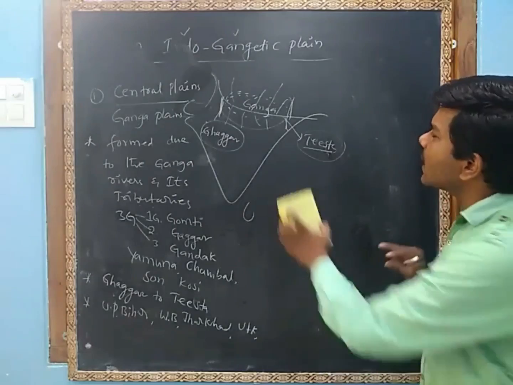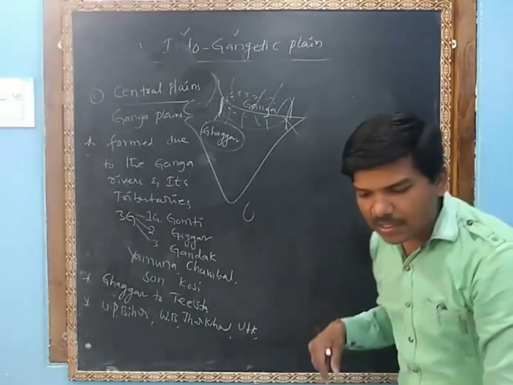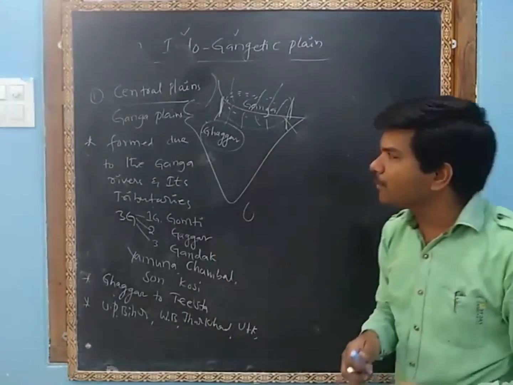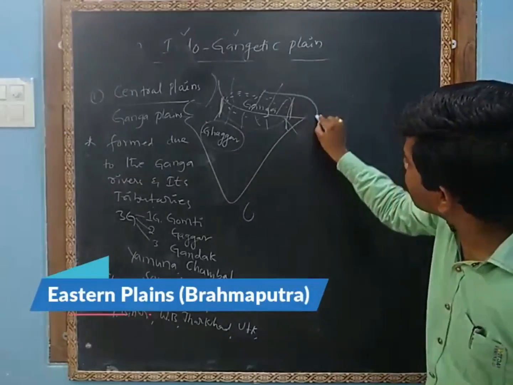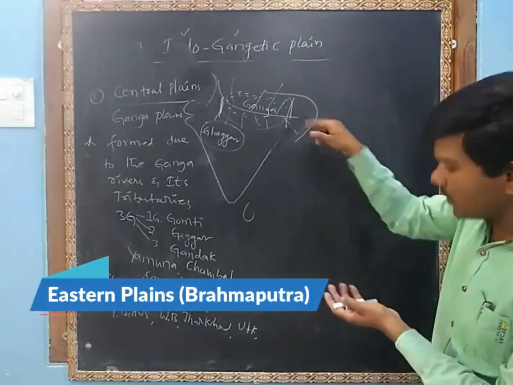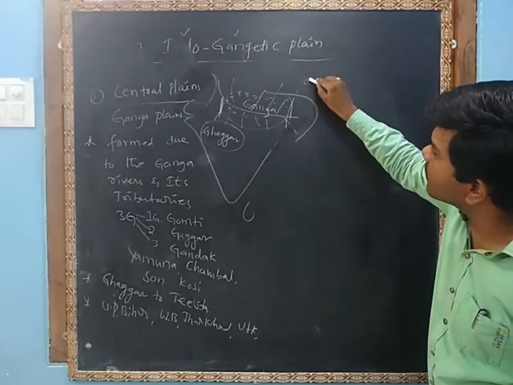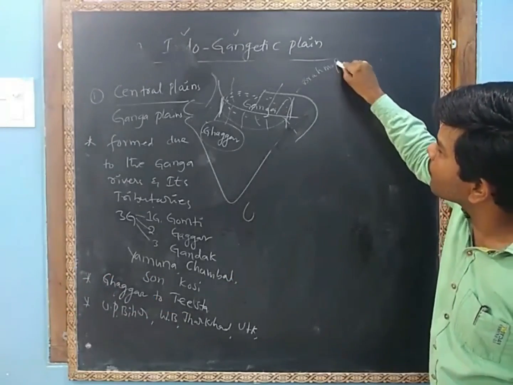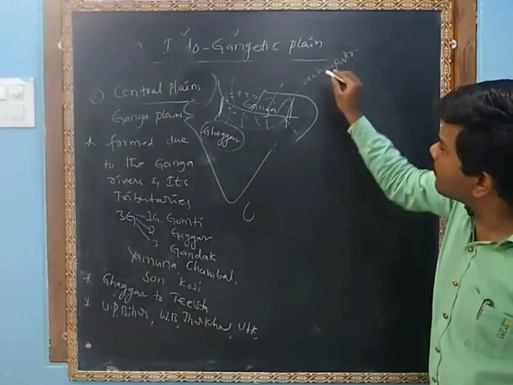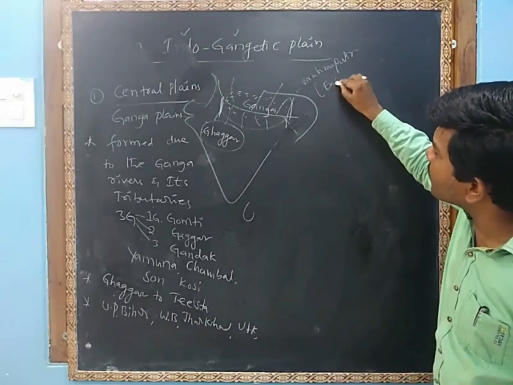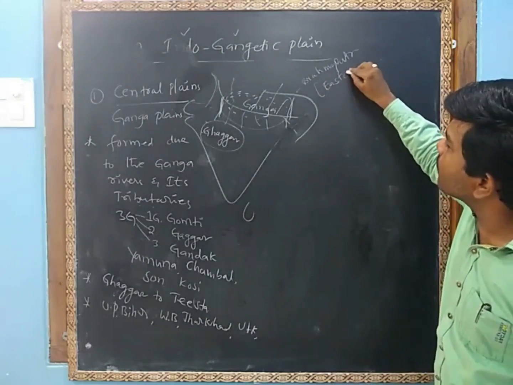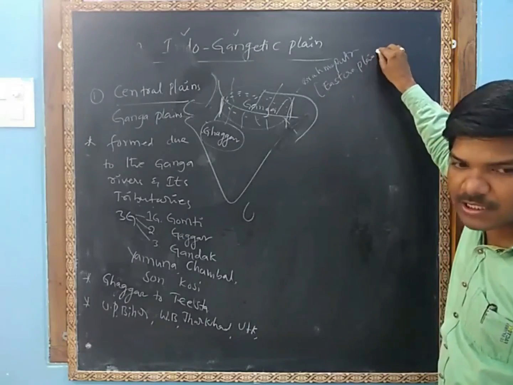Right, students, now let us learn the last and final part, the eastern part. This is here, the eastern part. This river is the Brahmaputra river. See, the Brahmaputra plains are also called, as we discussed in the beginning, the eastern plains.